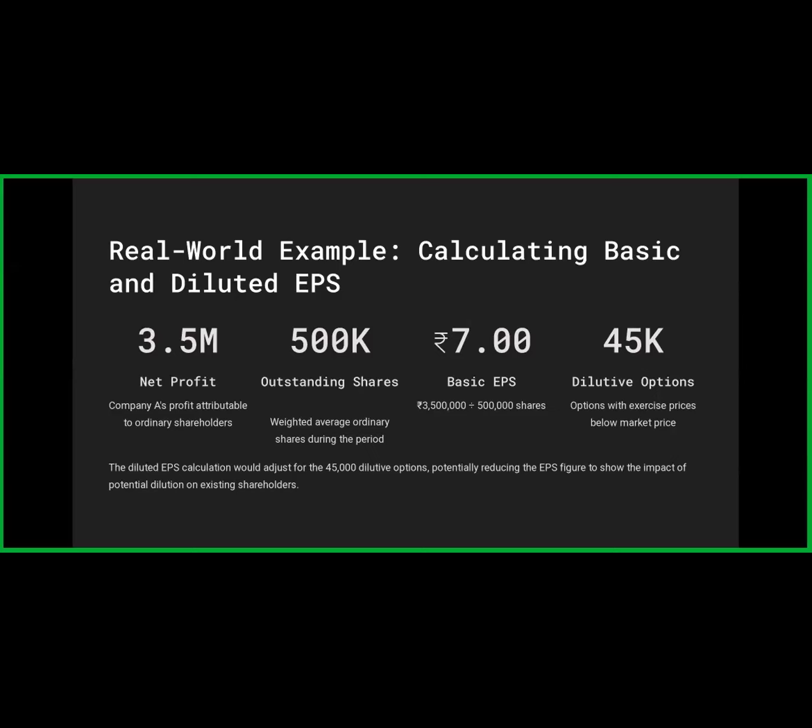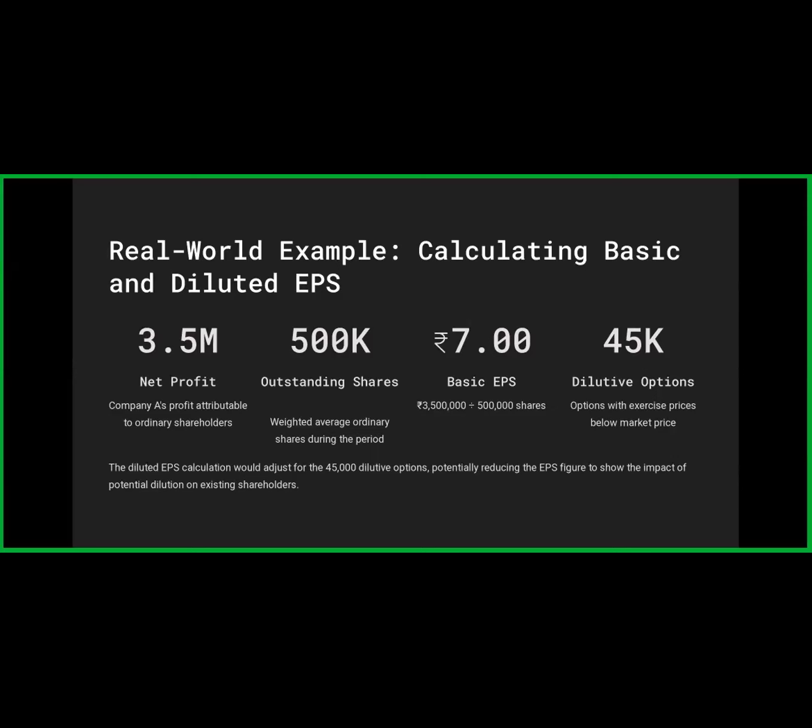When we calculate the diluted EPS, then diluted EPS का formula क्या आएगा? 35 lakhs divided by 5 lakhs 45k, then we get the diluted EPS is 6.42 rupees. That means the value initially is 7 rupees. Now, because of that increased 45,000 equity shares, now the value of the diluted share gets decreased, that is 6.42.